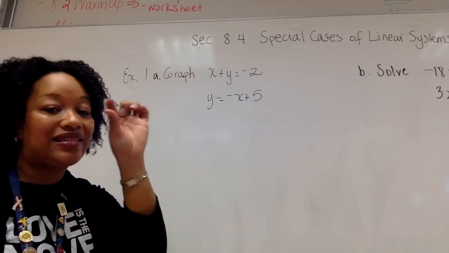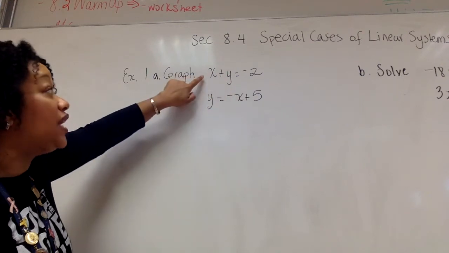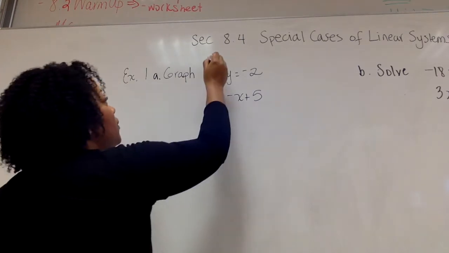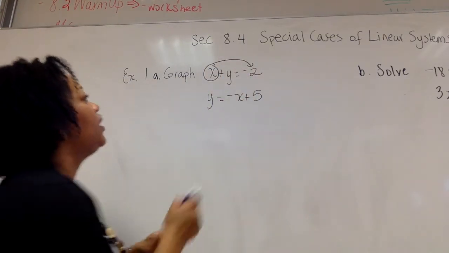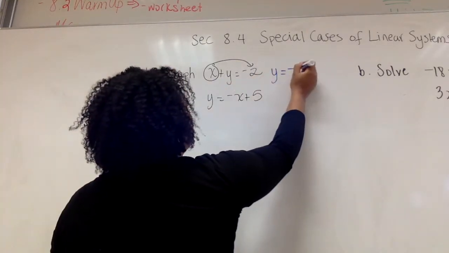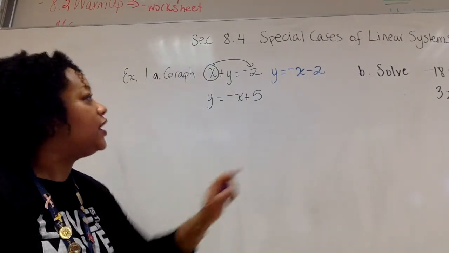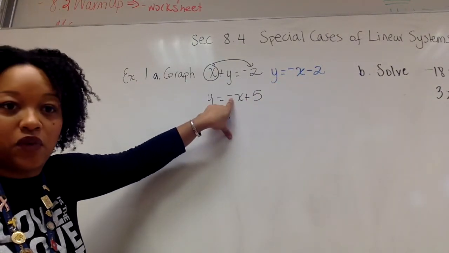So let's take a quick second and solve for y, which really all you have to do is move the x over. You still need to remember, folks, that when you move the x over, you switch the sign. So this first equation becomes y equals -x minus 2. Now let's notice something here. Your slope is -1. Your slope is also -1.